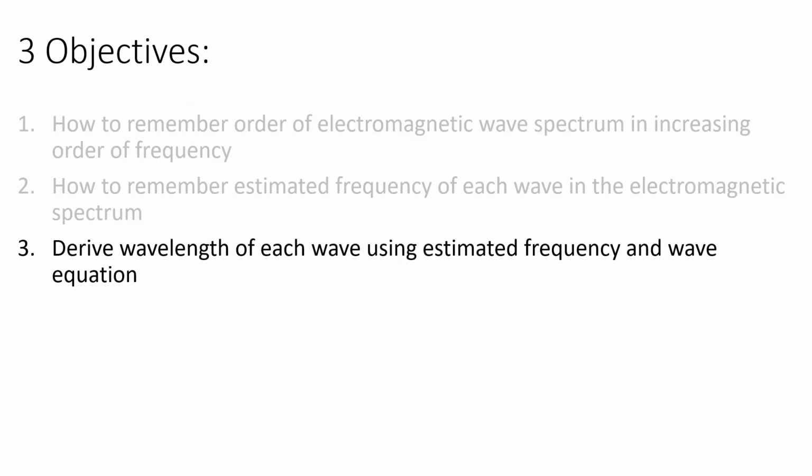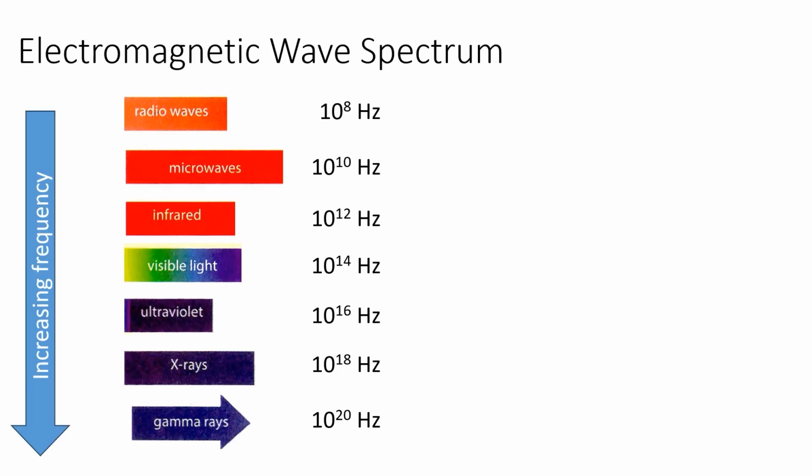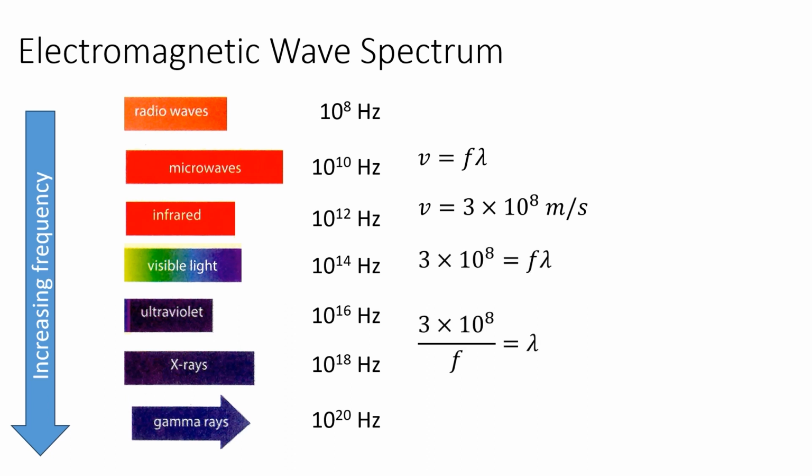At this point, how do we recall the wavelength of the electromagnetic wave spectrum? Recall in the earlier chapter, we have covered the wave equation. And we also know that the speed of the electromagnetic wave spectrum is 3 times 10 to the power of 8 meters per second. Since we can estimate the frequency, we can use the wave equation to estimate the wavelength using v equals f lambda, divide both sides of the equation by f, we can get lambda.